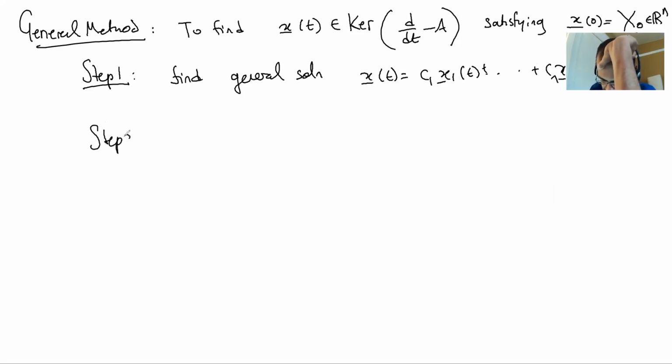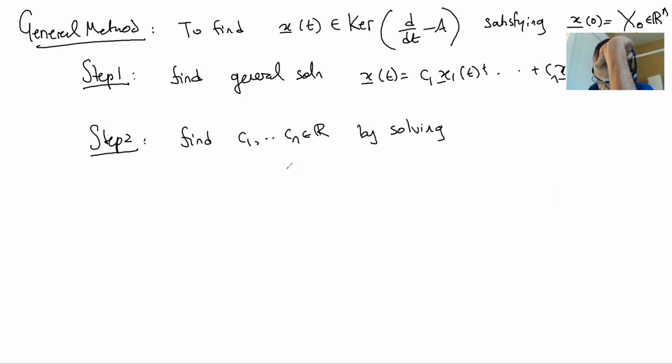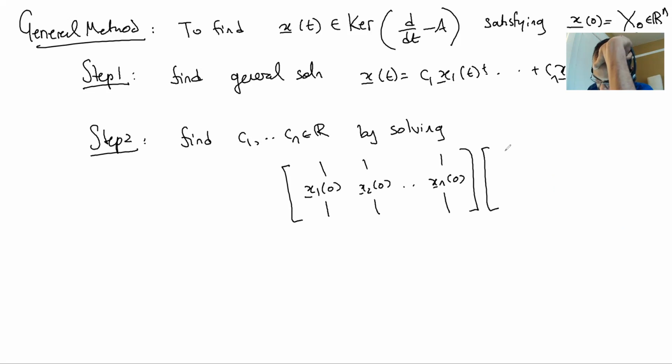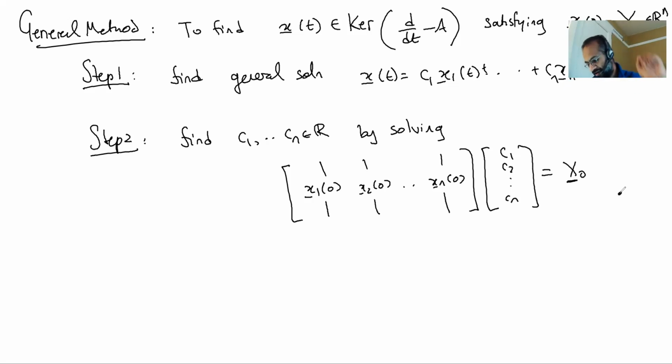These are all the same, right? And step two is find the specific coefficients, C1 through Cn, which are just real numbers, by solving this linear system. So you have x1 of 0, x2 of 0, all the way up to xn of 0, times these hidden coefficients, C1, C2 up to Cn, equals the initial data x naught. And okay, why is this matrix invertible? Why is this linear system consistent?